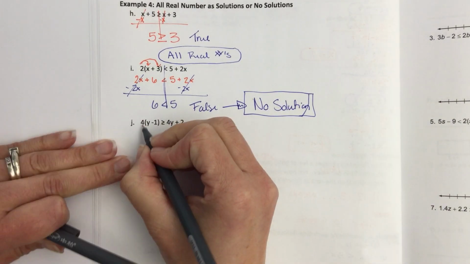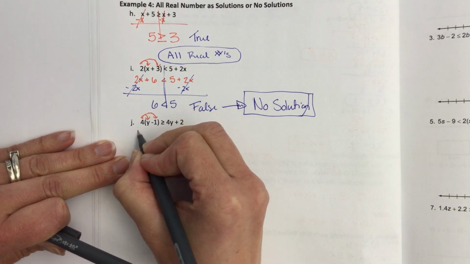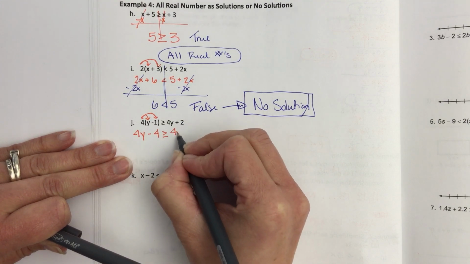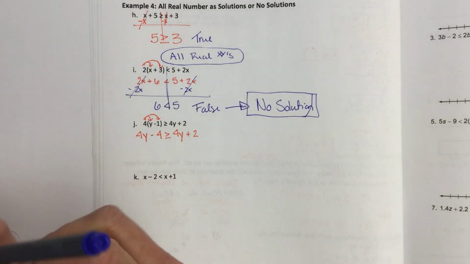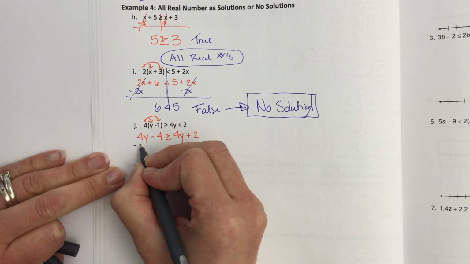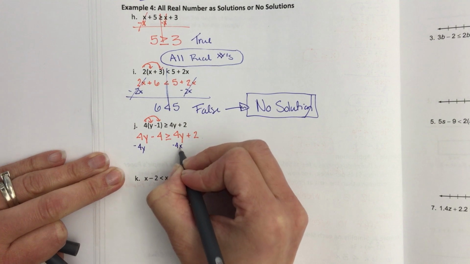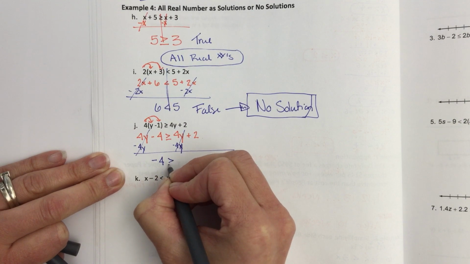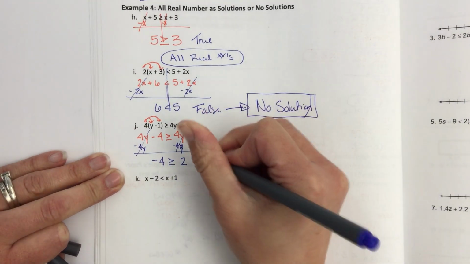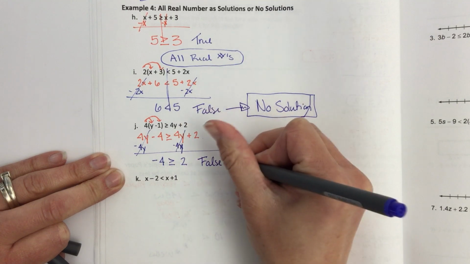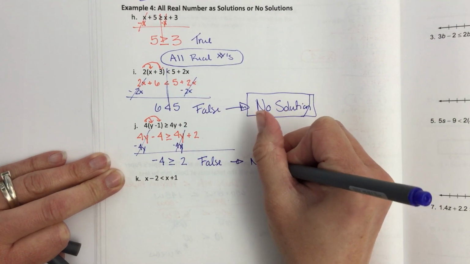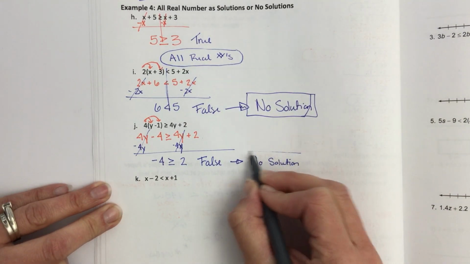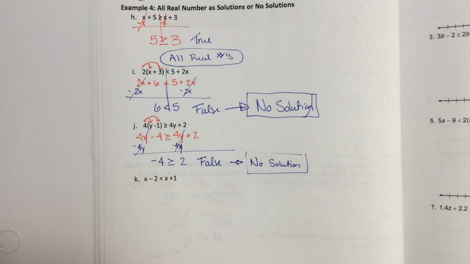Okay, next one, I distribute 4y minus 4. And some of you guys, once you do a bunch of these, you'll get good at them. You'll be able to pick out that the 4y's are going to cancel. And then you have negative 4 is greater than or equal to 2. Is that true? No, it's false, which means no solution. So if the variables cancel out, that's what you're checking for to see if it's true or false.